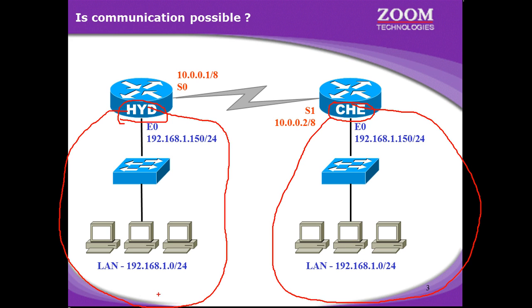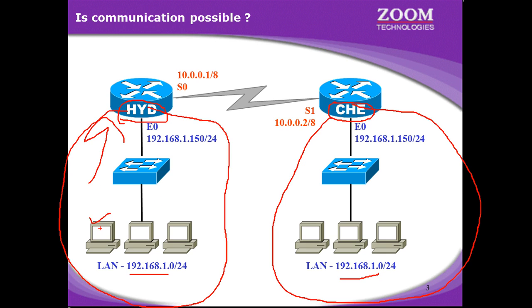No, because the Hyderabad network is the same as the Chennai network. If the network is the same, they do not communicate. A router is used to make communication possible between two or more different networks, not the same. If this computer wants to send a packet to a machine in the same network, it will try to locate the destination within the network. It will not go outside the network.